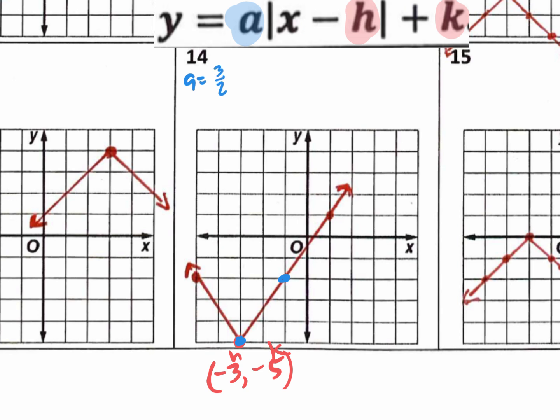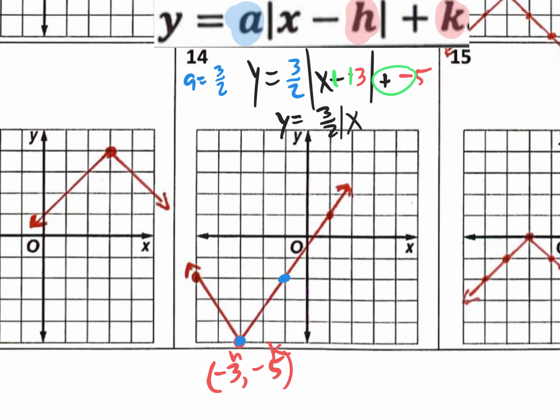So now we could actually write our equation. Y equals, the a value is 3 over 2. Open up absolute value, x minus the h value, which happens to be a -3. Close the absolute value, and then put the minus or the plus -5 for your k value. And of course, you could simplify it, putting a plus plus and changing the plus minus to a minus. So your final answer would be y equals 3/2 absolute value of x plus 3, close absolute value minus 5.